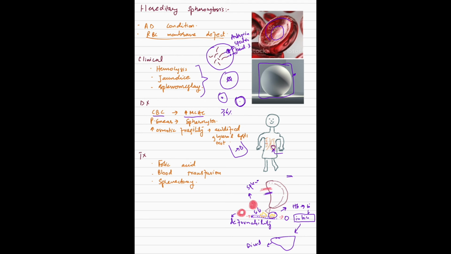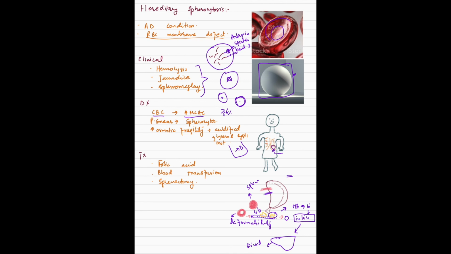Then in treatment, number one is folic acid. Everyone should be on folic acid supplements. The reason for that is that when you have increased hemolysis, you need to generate more red blood cells, and in order to generate red blood cells, you need nutrients like folic acid. Folic acid is needed for synthesis of DNA, so folic acid supplements should be given to all.